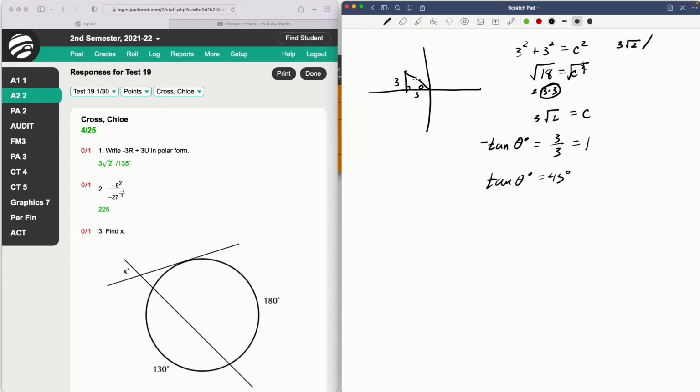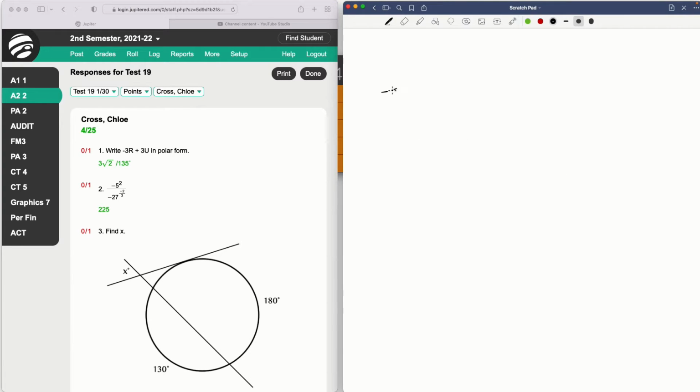So if this is 45 degrees here, we know that's half of 90, then that means this is 45 degrees here. So we start here, and we have 90 degrees there, and then we have 45 degrees there. 90 plus 45 is 135. So that's what we write over here, 135 degrees. That's the answer. And that's what we have right here. Okay? All right, let's do the next one.